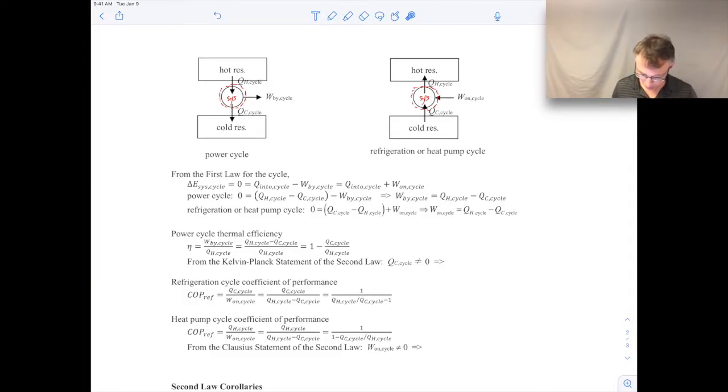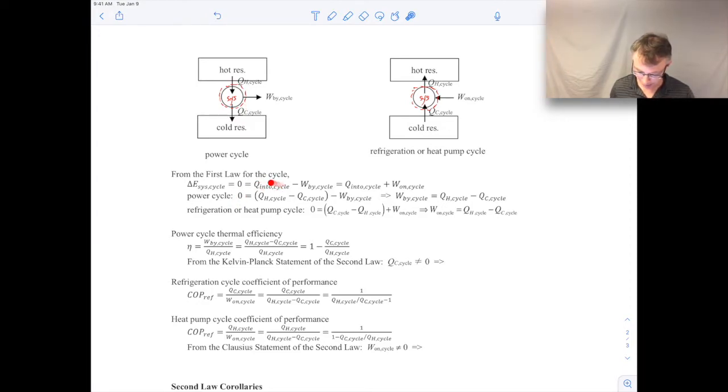And so the change in total energy of the cycle is zero, and then this is the heat going into that system over the cycle minus the work done by the system over the cycle. Or we could also write it as plus the work done on the system over the cycle. The only difference here is the minus W by or the plus W on. It's whatever way you want to look at it. So for a power cycle, like what we have here on the left-hand side, change in total energy over the cycle is zero.